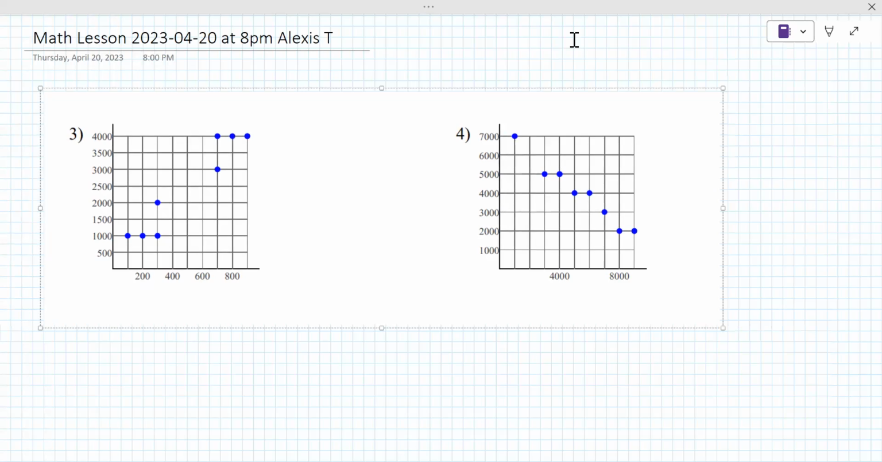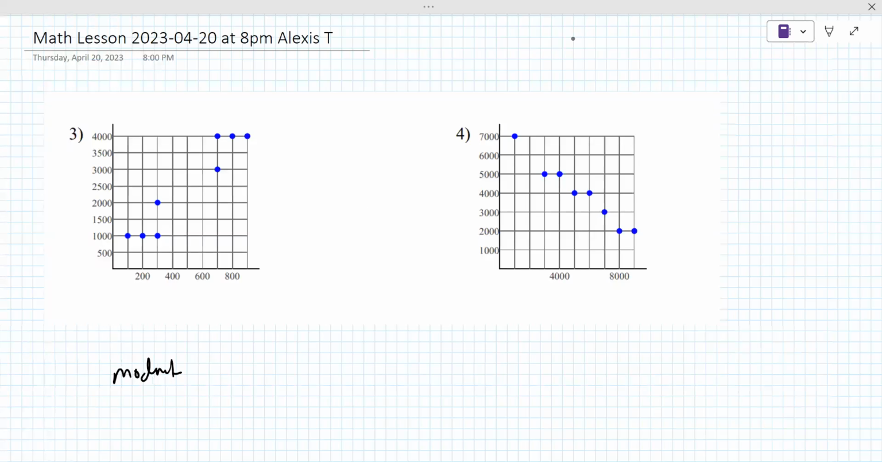So 3 is, I'd say, a moderate positive correlation. Okay. And then 4 is a strong negative correlation. Okay, I agree. Now let's go a bit further here, and the wording does matter.